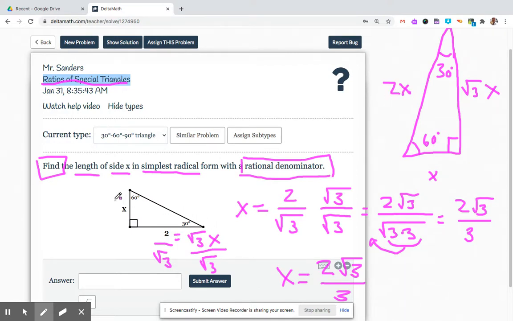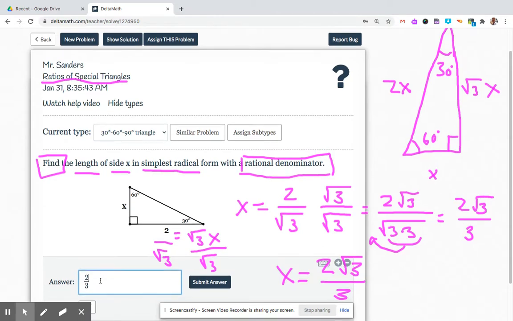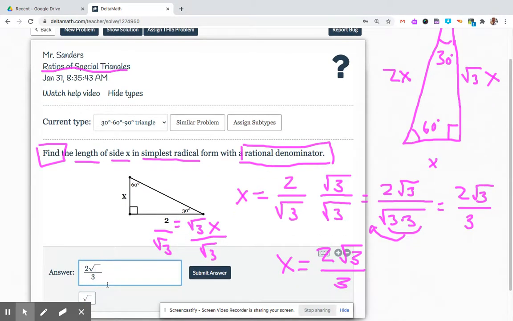But in this case, they're looking for just the side between the 90 and the 60 degree. Between the 90 and the 60 degree is just the x by itself. So this is our final answer. And this is kind of as hard as they get. See, on the top is a radical 3. And there it is.